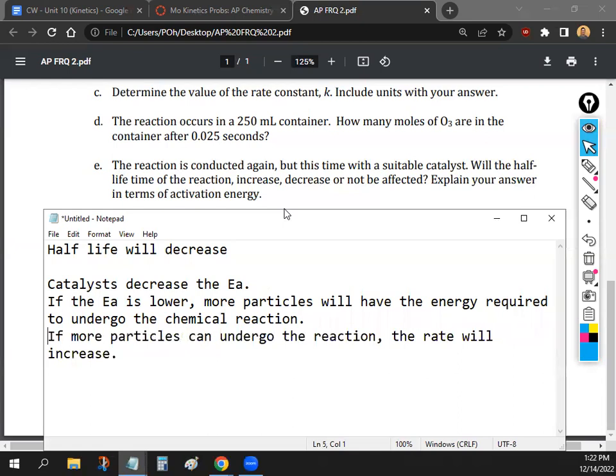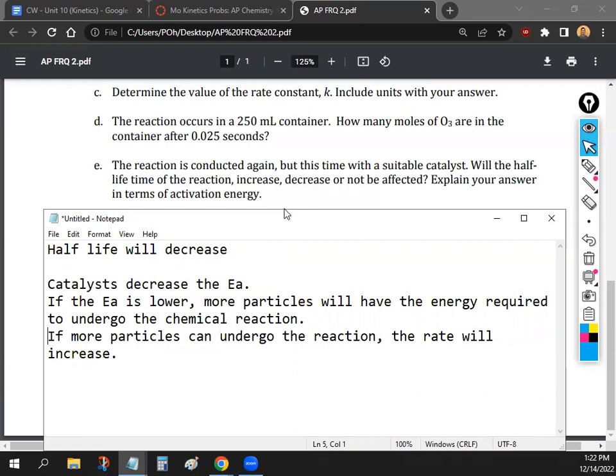It's decreasing because the reaction will speed up. Something goes faster, the time decreases, right? Yes. So if you're running faster to the store, it takes you less time to run to the store, right? Same thing. So if the reaction rate increases, the time it takes for it to happen decreases.